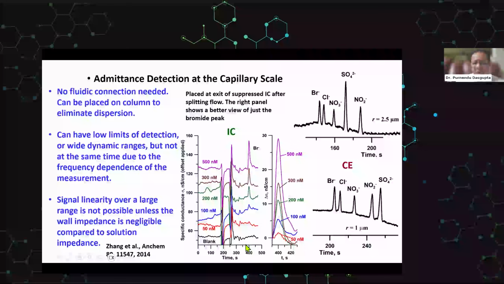So here, this kind of a detector is simply attached to the back end of an IC in a split flow, and I'm looking at the bromide peak here. Here, I'm just amplifying a view of that bromide peak. The black is the blank. Here's a 50 nanomolar, that's injected concentration. By the time it comes out, it is diluted at least another 10 times. So this is about 5 nanomolar bromide that's detecting. Okay.